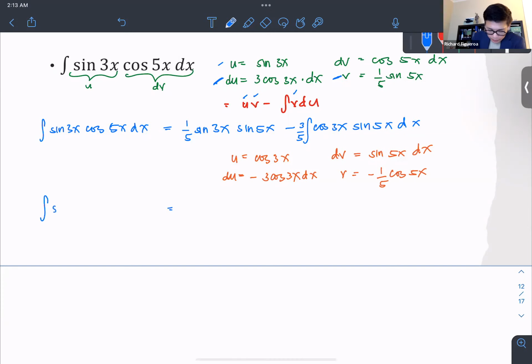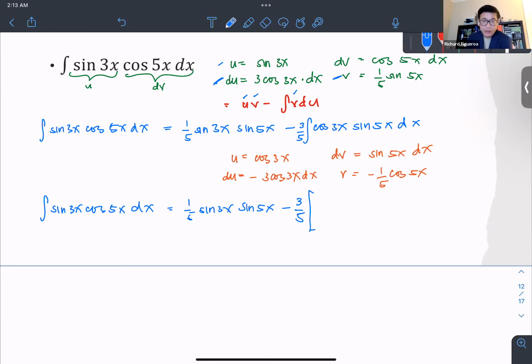So I'll rewrite this one. The integral of sine 3x cosine 5x dx equals 1/5 sine 3x sine 5x, then minus 3/5 times the reapplication of the integration by parts formula. So I'll start with u and v.